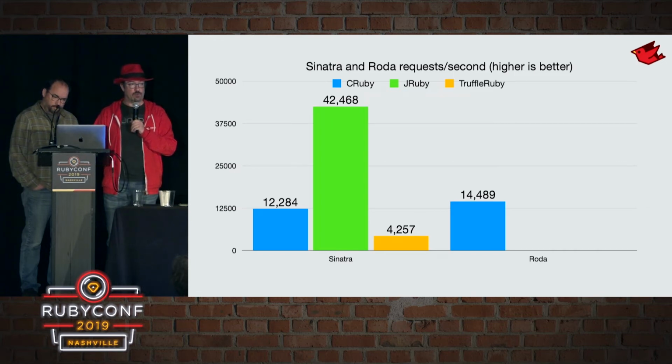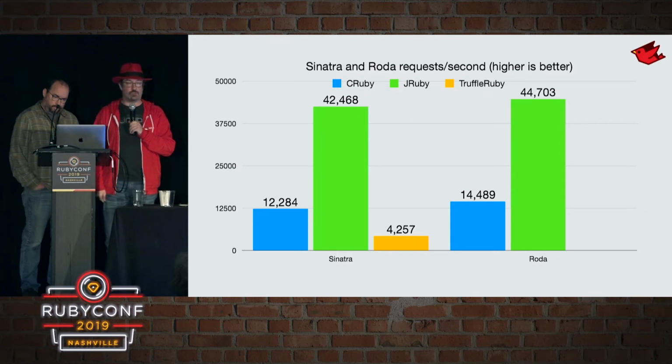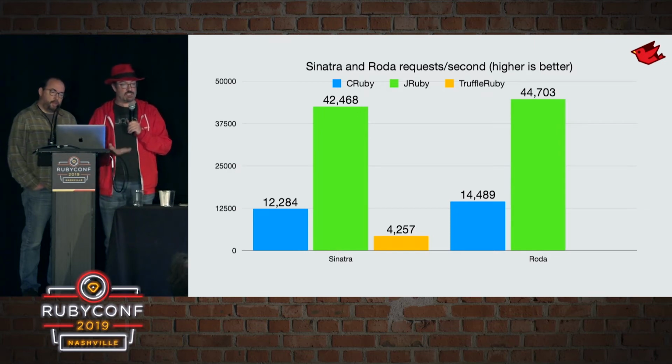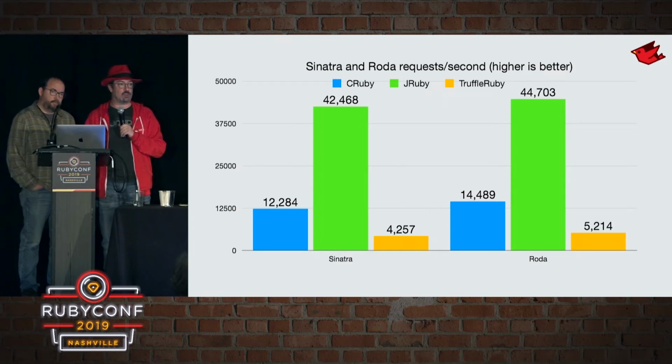Similarly, on the Roda side, about 14,000. It's a little bit lighter framework than Sinatra, but a similar ratio for us running some simple web microservice like that. And a bit of improvement here. Roda definitely is a lighter weight framework than Sinatra.